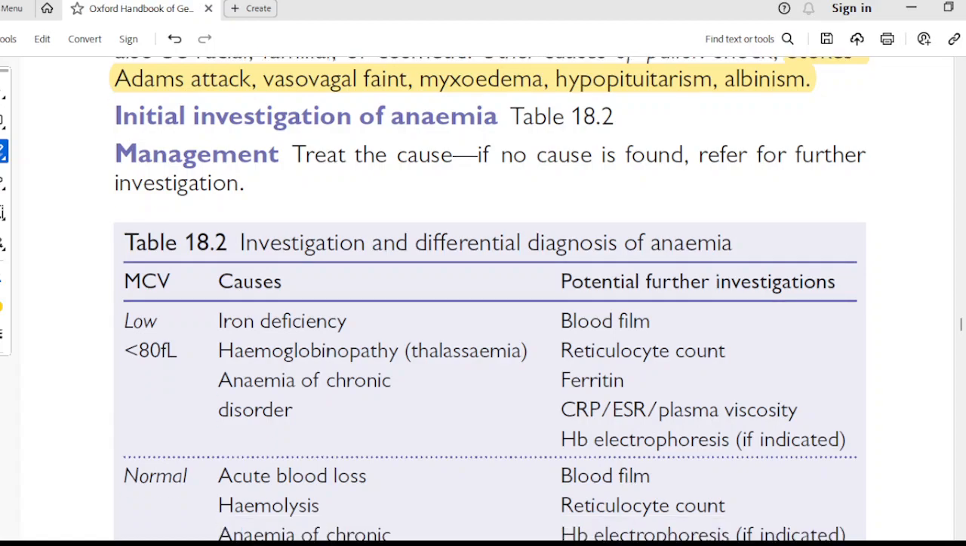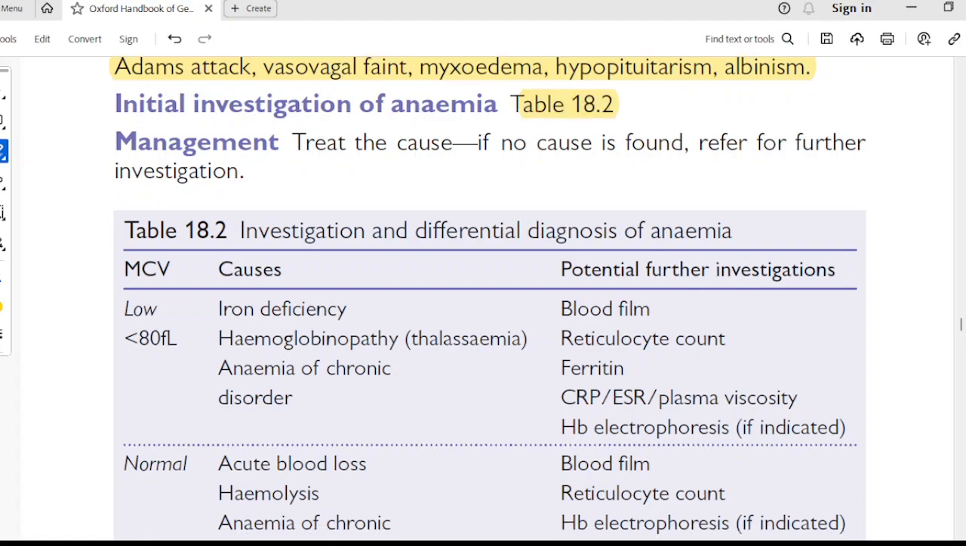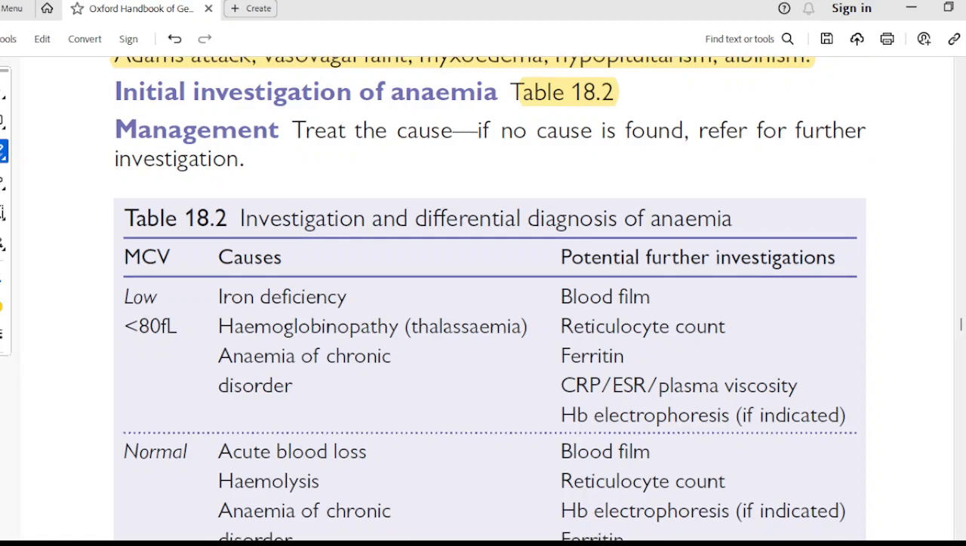Initial investigations of anemia, table 18.2. Management. Treat the cause. If no cause is found, refer for further investigations.